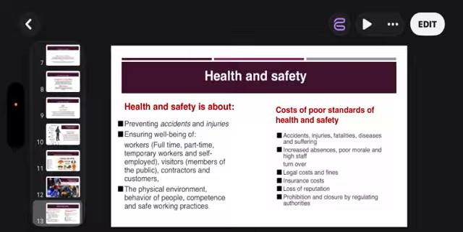The physical environment, behavior of people, competence and safe working practice. Why is health and safety involved in the physical environment? Remember we mentioned unsafe acts and unsafe conditions. We are interested in the physical environment because we want to study the unsafe conditions, because these are hazards that lead to accidents. They are potential accidents. Behavior of people, that is unsafe acts. You also get competence at the workplace.